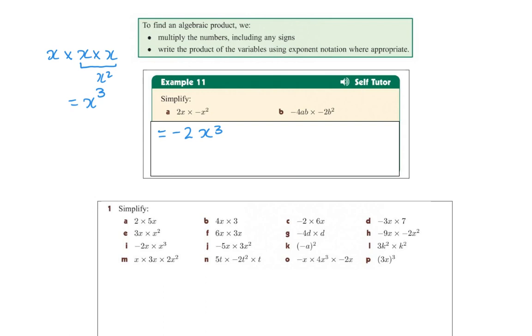Okay, now in the second one, we do the numbers first. Negative 4 times negative 2 gives us positive 8. Let's have a look at the letters one by one. There's only one A, and there's B times B squared, which gives us B cubed. Once again, you could write it out if you needed to, but you don't have to.